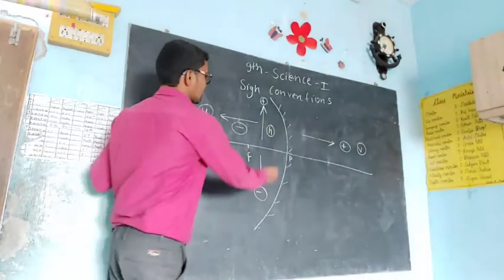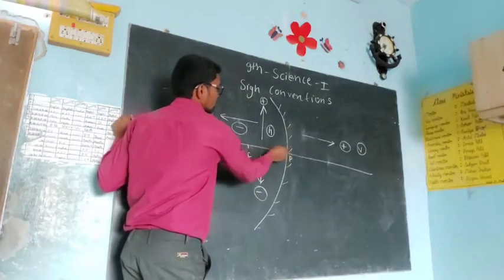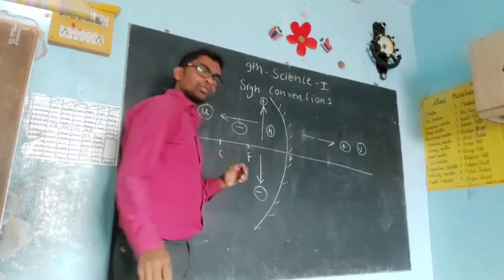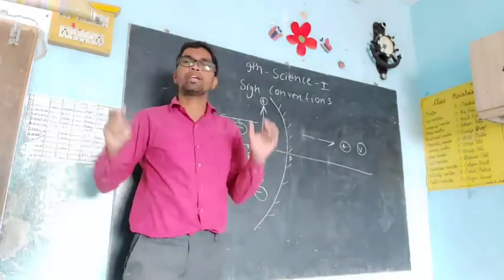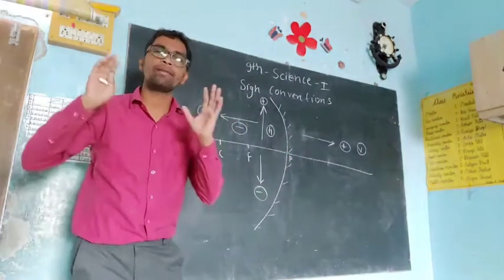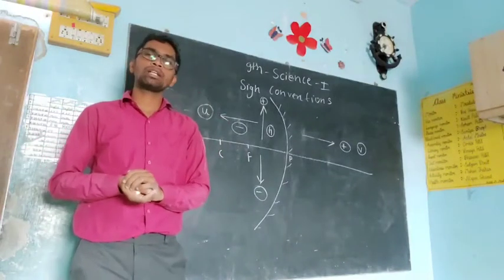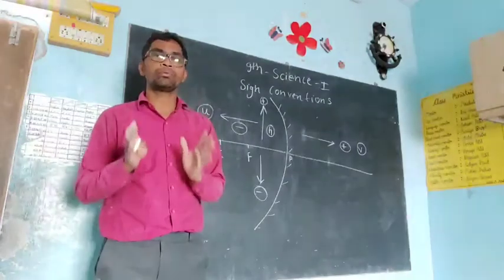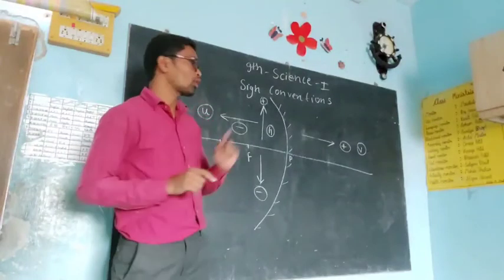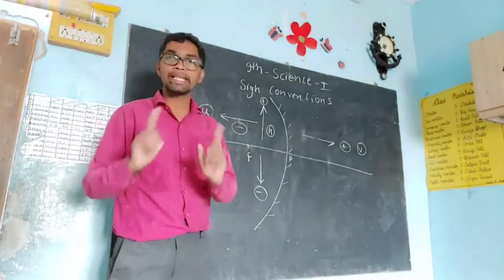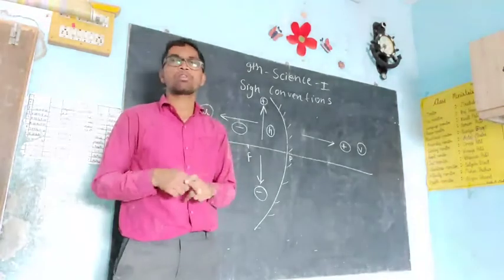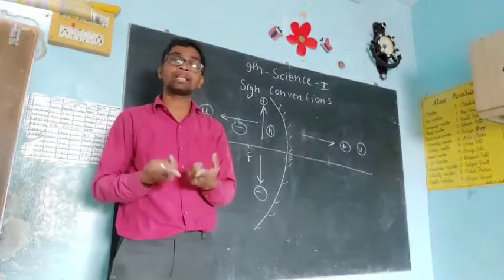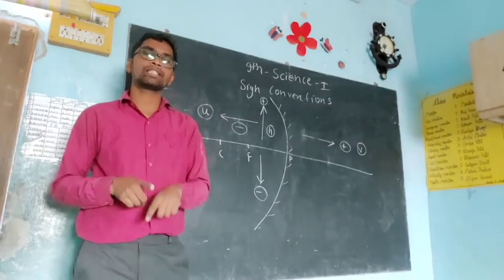Focal length means the distance between pole and focus. So if it is a concave mirror, then the focal length of a concave mirror is always negative, and the focal length of a convex mirror is always positive. Keep that in mind.